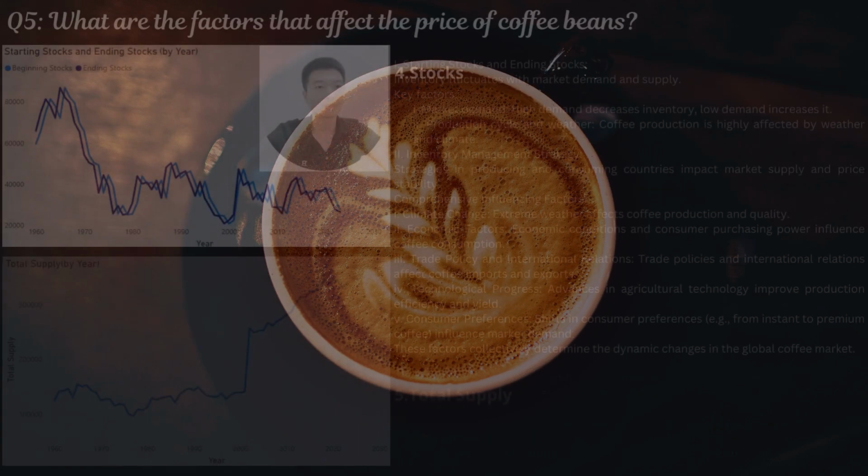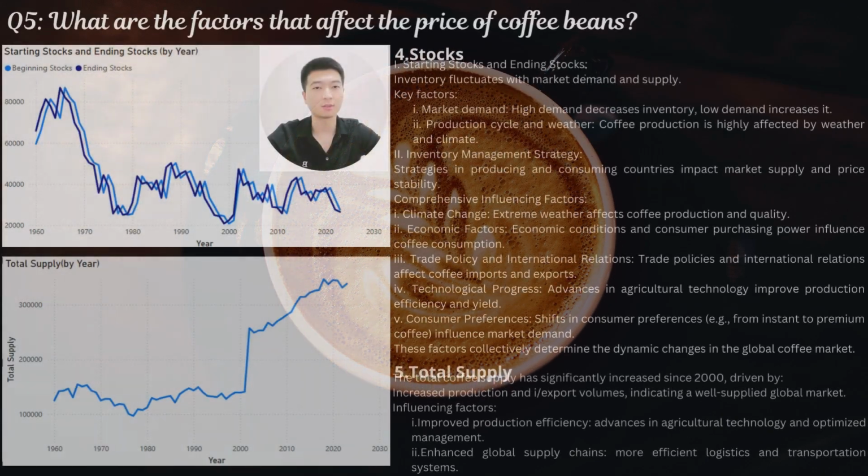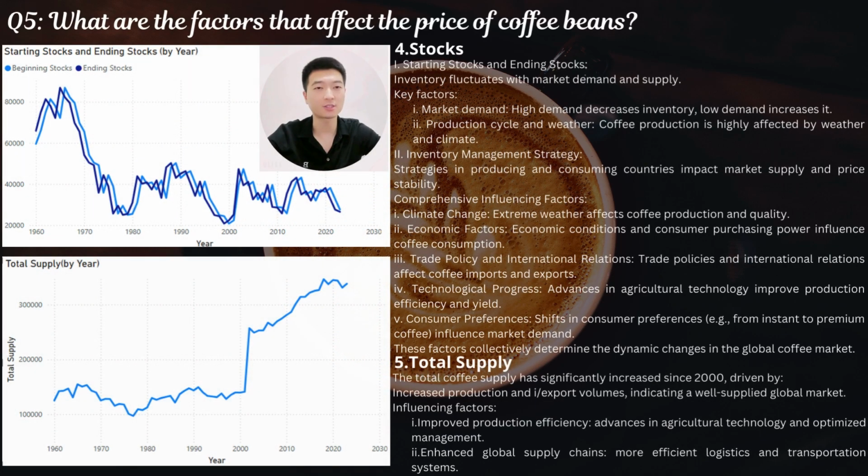There are also some comprehensive influencing factors. Firstly, is fluctuations in market demand. The changes in market demand directly impact the coffee beans price, leading to reduced inventory during high demand and increased inventory during low demand. Secondly, its production cycle and weather conditions.